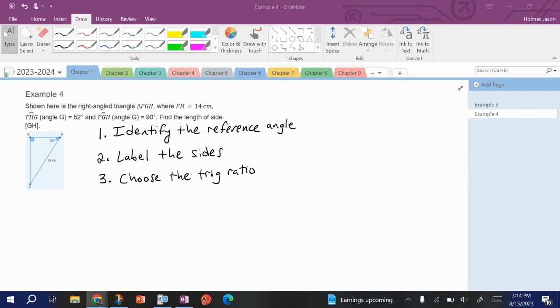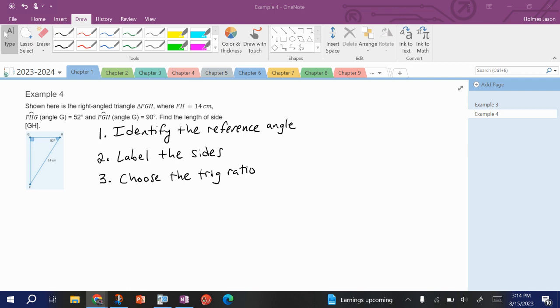Hey guys, in this video, I want to show you how to find the length of a side in a right triangle when all you're given is one side and an angle. There are going to be three steps to this process. The first is to identify the reference angle. Then we're going to label the sides. And finally, we will choose the correct trig ratio for our problem. So go ahead and follow along as I read.